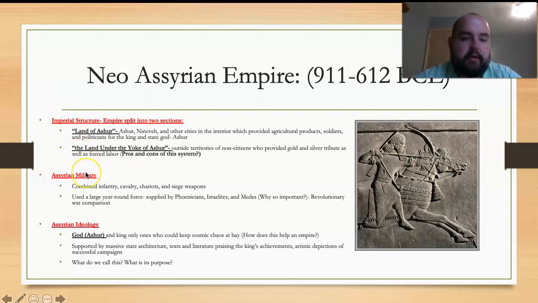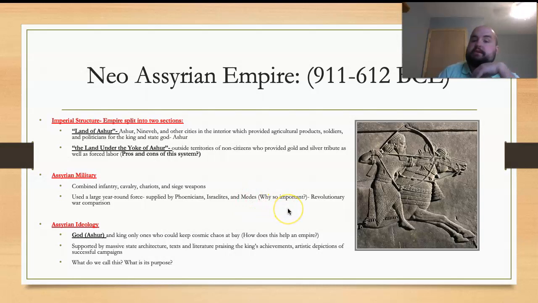However, to get a little bit more in depth about their other benefits or advancements, the Assyrian military was also very powerful for its time. For the first time, they started using a combined infantry, cavalry, chariot, and siege weapon military. And, perhaps more importantly, for the first time you had a large year-round military force instead of just conscripts or random recruits. This was supplied by some of their, again, people under the yoke of Ashur. You had Phoenicians, Israelites, and people from Medes in Greece.